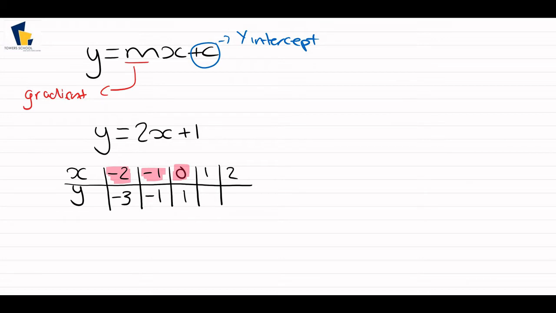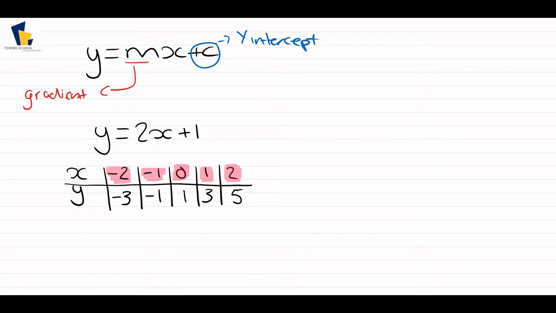And then the last two, substitute the 1 in. 2 times 1 is 2, plus 1 is 3. And then lastly, the 2 value, 2 times 2 is 4, plus the 1 is 5.